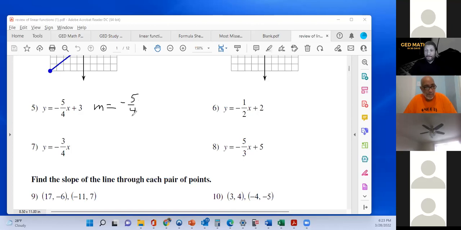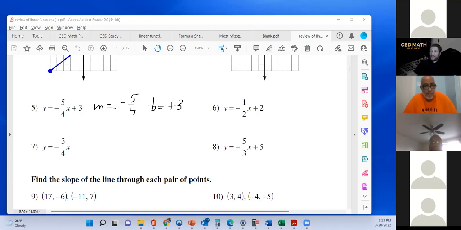Does everybody understand that? Yes. Simple. What is the y-intercept? Positive 3. Can somebody mute themselves? I hear a lot of background noise. So the slope is negative 5/4. The y-intercept is plus 3.